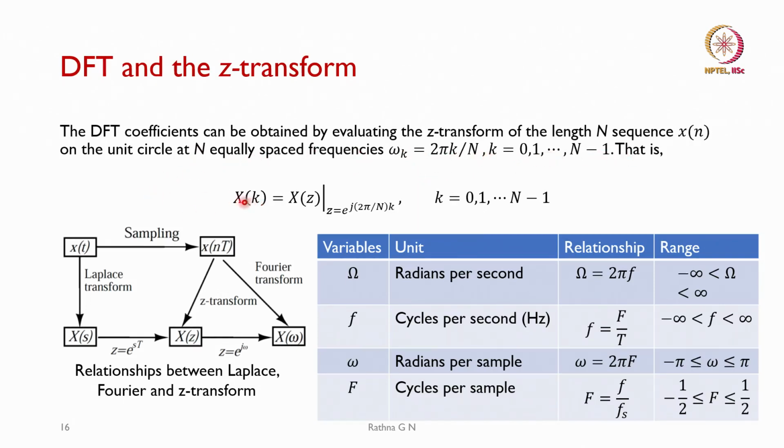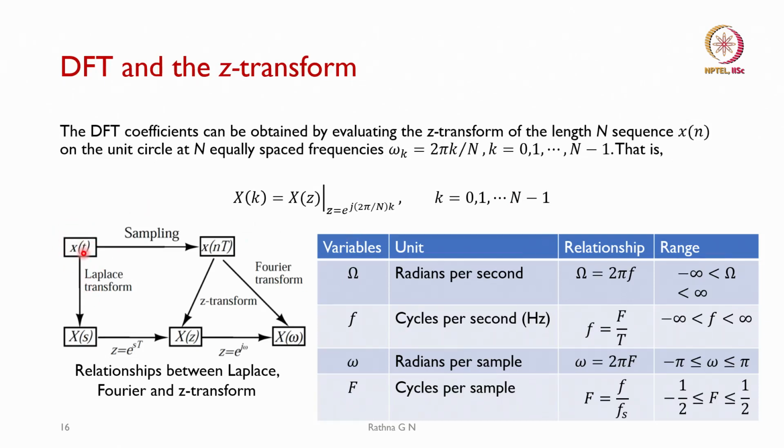X of k is equal to x of z, where z is equated to e power j 2 pi by n k, and k goes from 0 to n minus 1. Now, let us look at how we go from one domain to the other, as shown in this figure.